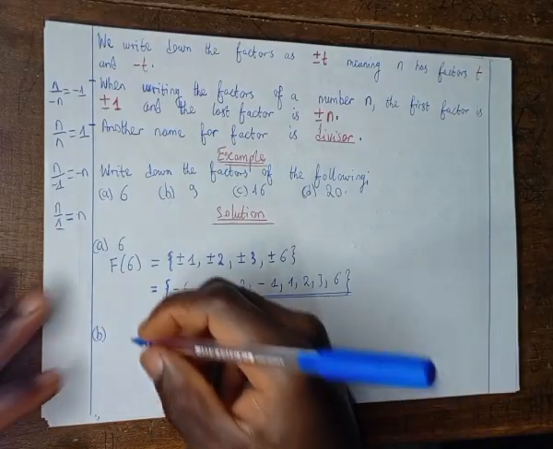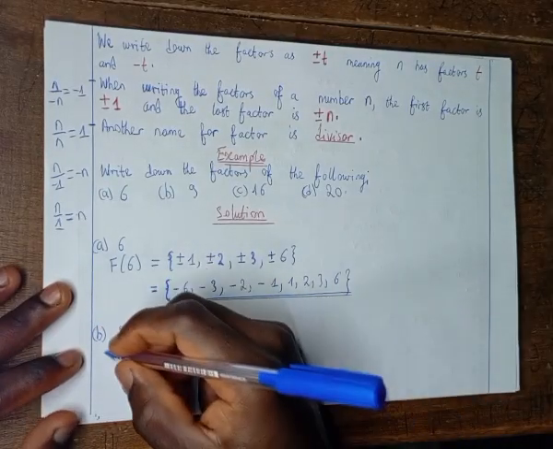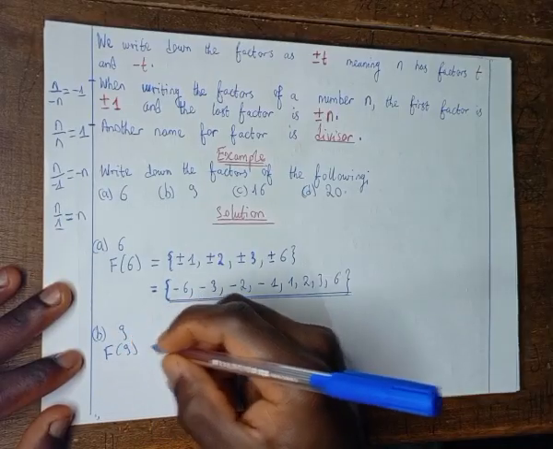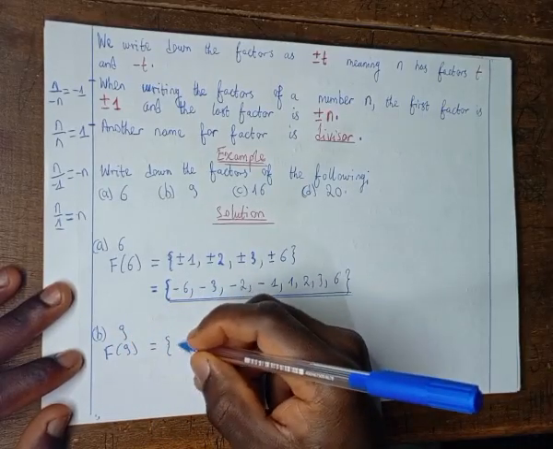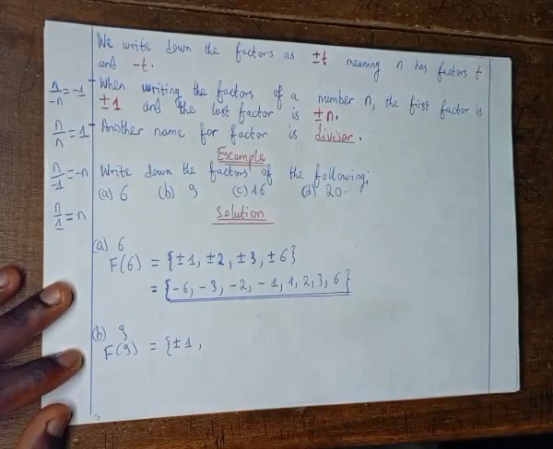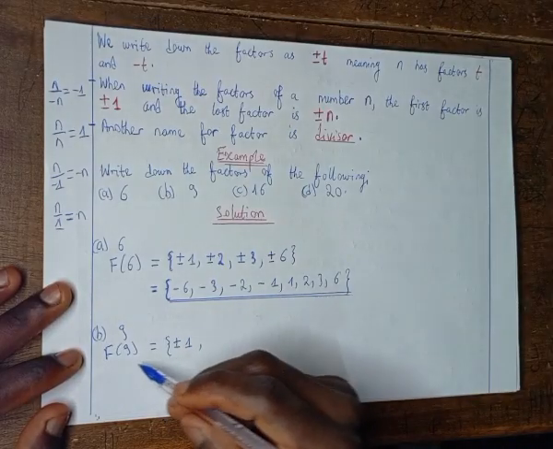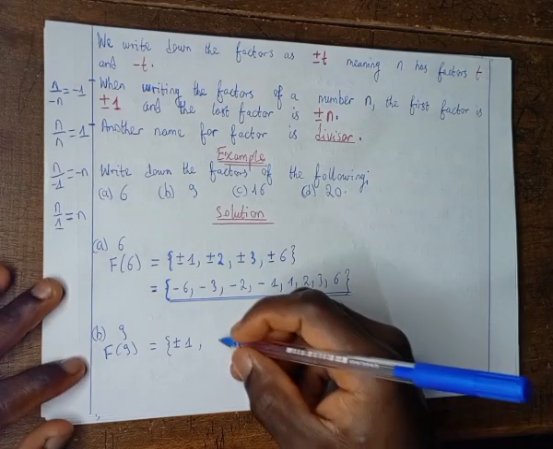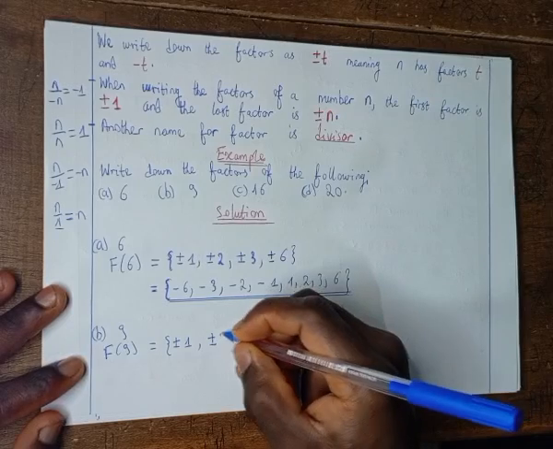For question B, we have to write down the factors of the number 9. This is denoted as f of 9. This is a set. This will simply be equal to, the first one will be plus or minus 1. The next factor, if you go to 2, if you divide 9 by 2, it leaves a remainder. If you divide 9 by 3, it gives us a whole number. So the next factor will be plus or minus 3.